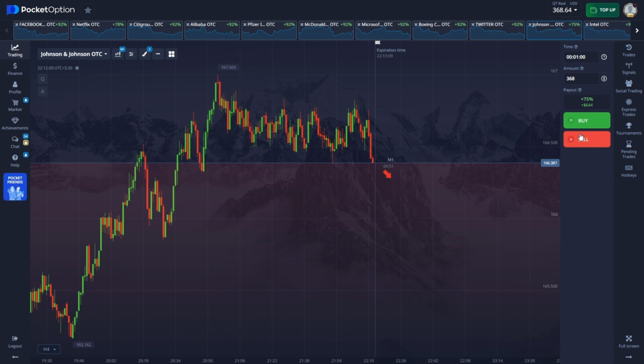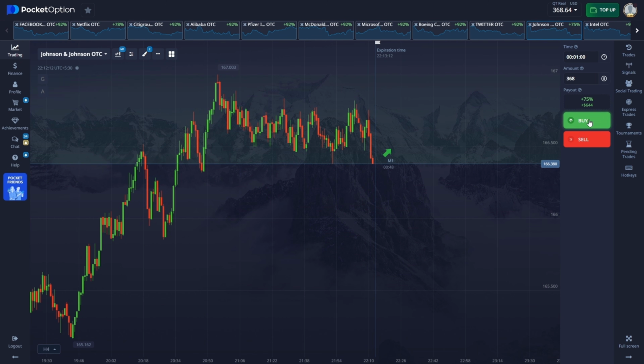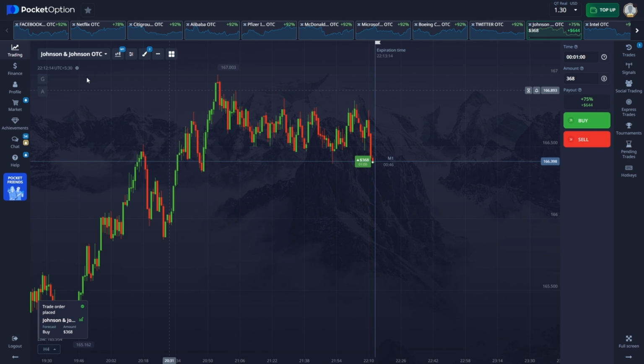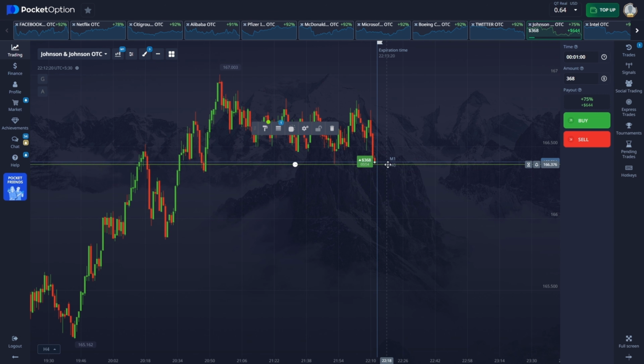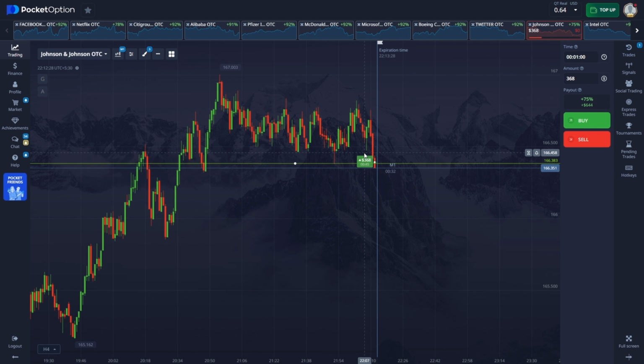On Johnson & Johnson OTC, we have a trade for the upside move. I placed the trade for the upside move on Johnson & Johnson OTC worth $368. There was a support level which I marked. The red candle gave rejection exactly from there, so that's why I marked it as a level. This was a little bit of a risky trade, but let's see how it goes. Currently, the trade is not in our favor.